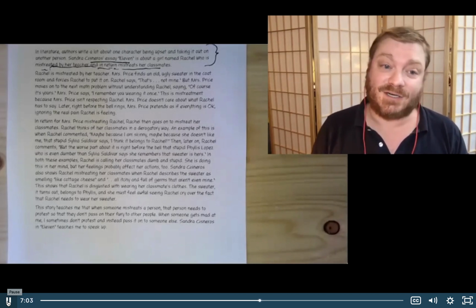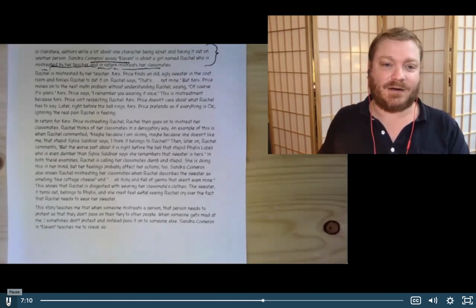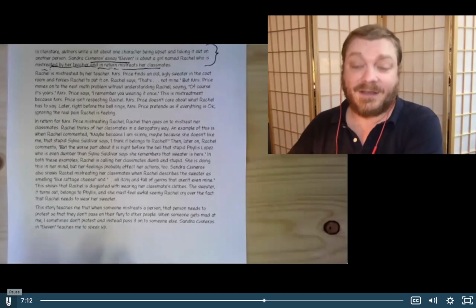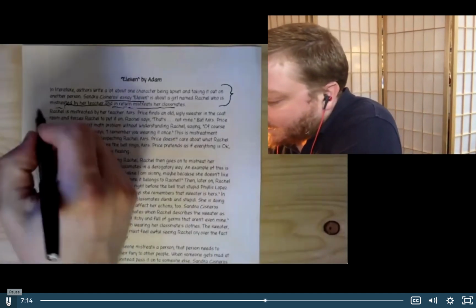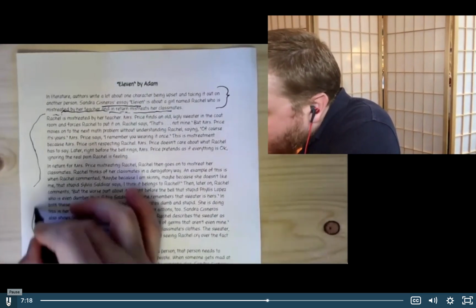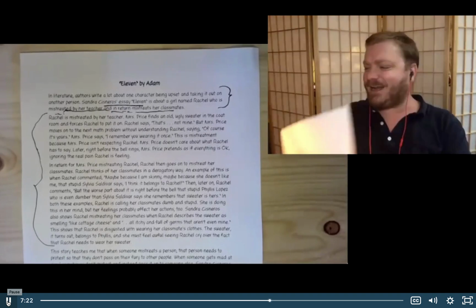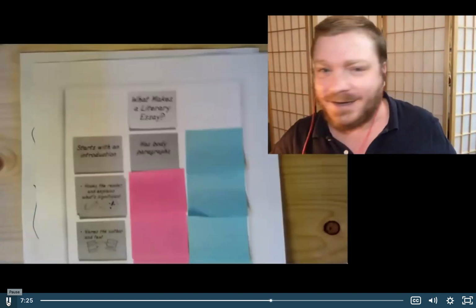The sweater, it turns out, belongs to Phyllis, and she must feel awful seeing Rachel cry over the fact that Rachel needs to wear her sweater. So I'm betting, readers, that you're noticing something and you know some things about this part too, right? These two paragraphs. And those of you who remember from years past know that these we call body paragraphs.